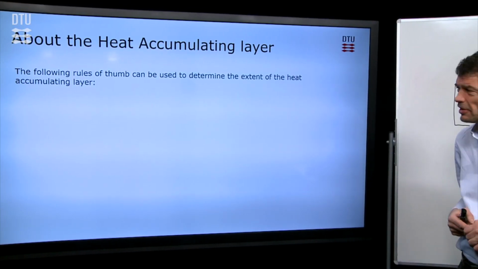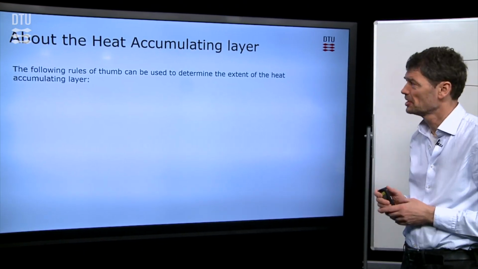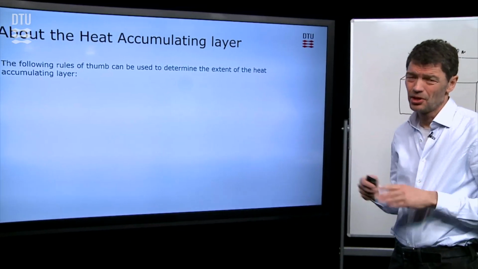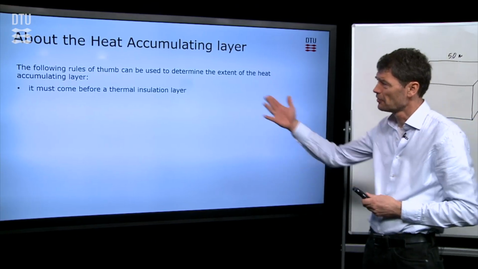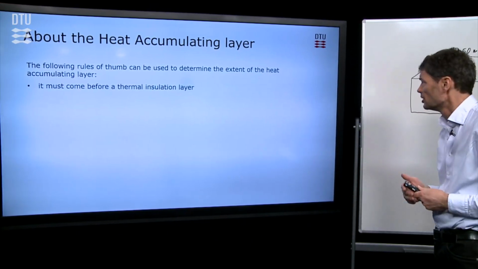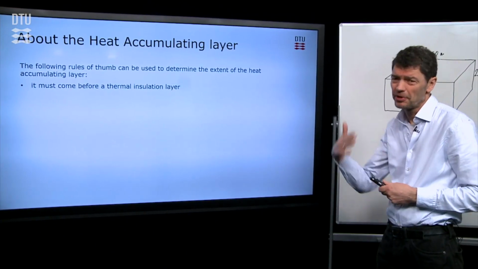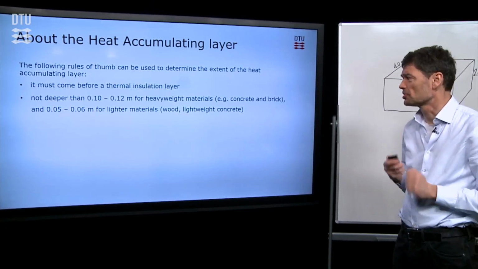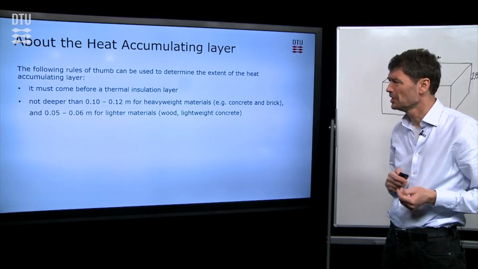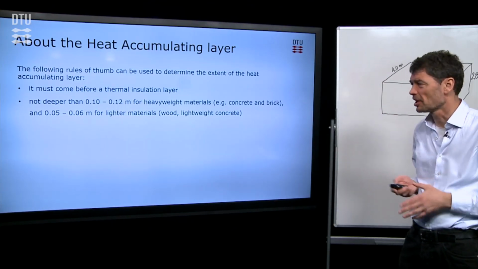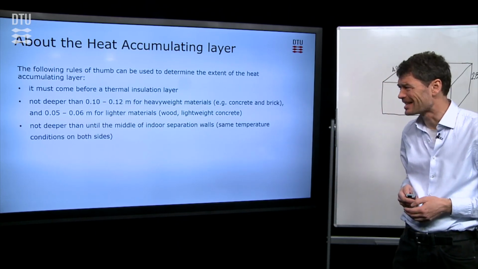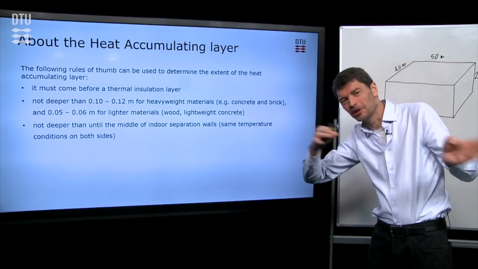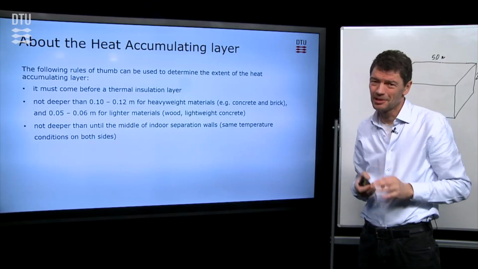I'll just have a few words to say on that heat accumulating layer, so how much material we can consider in our calculation, because there are a few rules of thumb of how much material really interacts with the air that we have in the room. If you have a multi-layered structure, then we should consider only the layers that come before, possibly also an insulation layer. Also, normally, if we have heavyweight normal building materials, we don't see thicknesses larger than, say, around 10, 12 centimeters, also depending on how well conducting the materials are. For some lighter materials, we'll probably see slightly less, 5, 6 centimeters. If you have things that are symmetric, so you have a similar room on two sides of an interior wall, then you should of course consider only until the middle of the wall.